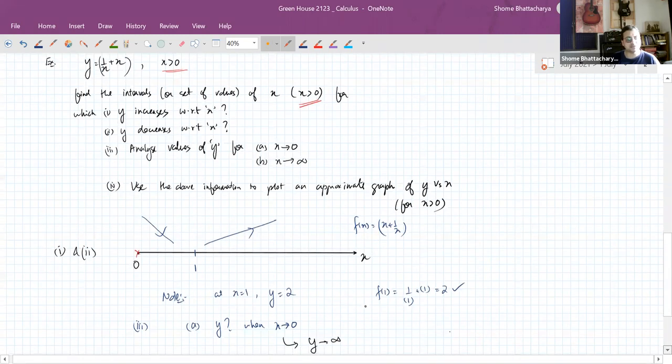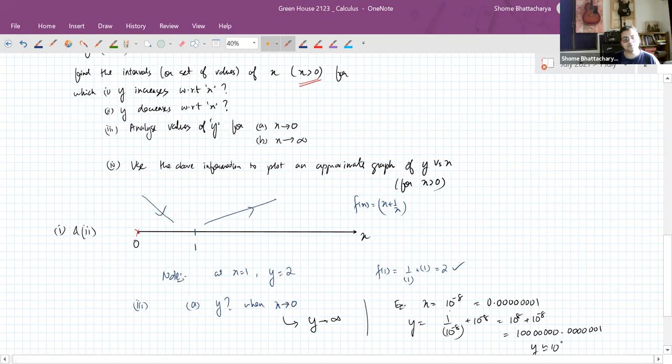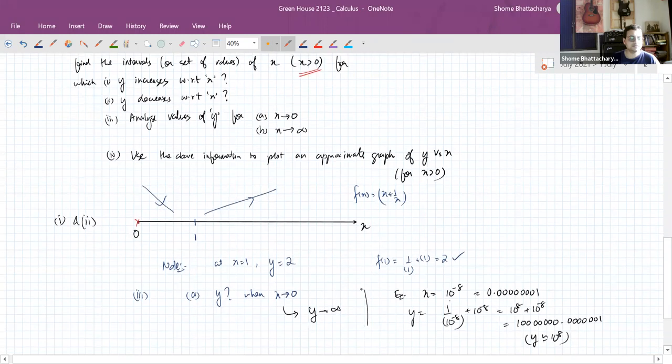Okay. Now, if this is confusing us, we can just do a simple example. Like take some very small value of x. Like take x as 10 raised power minus 8, suppose. Okay. It's a pretty small value. It's basically 0.00000001, something like this. Right? Okay, so it's a pretty small value. What about the value of y? It will become 1 upon 10 raised power minus 8 plus 10 raised power minus 8. So it will become 10 raised power 8 plus 10 raised power minus 8. So it will become now like this. Okay. So it's pretty large, you can see. So y is basically almost 10 raised power 8. So as x is becoming even smaller, y will become even larger. So we can say that is the justification for this.